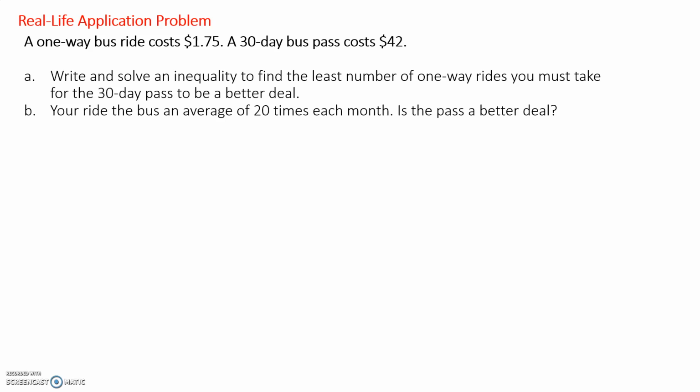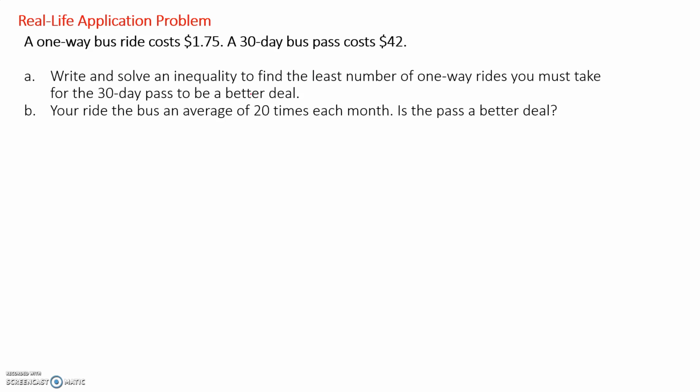I need to write and solve an inequality to find the least number of one-way rides I must take for that 30-day pass to be a better deal. In other words, how many rides is it going to take for that $42 to be cheaper than if I pay $1.75 for each ride? If I'm riding the bus many times a month, the pass is probably the better deal. If I only ride it a few times per month, paying per ride is probably the better deal. But I need that exact number to figure out when the pass is a better deal.